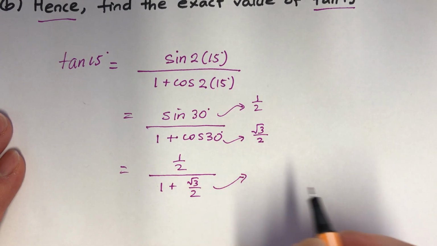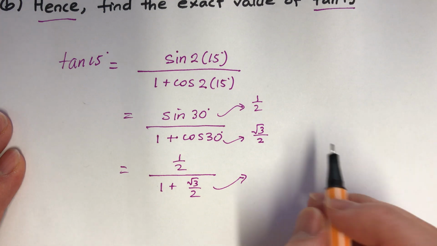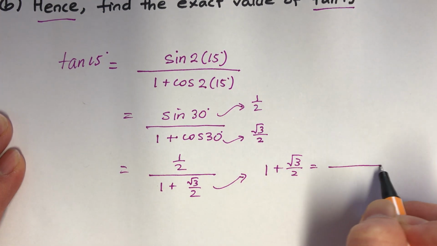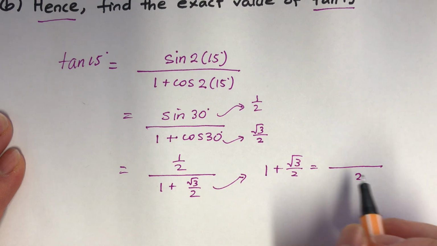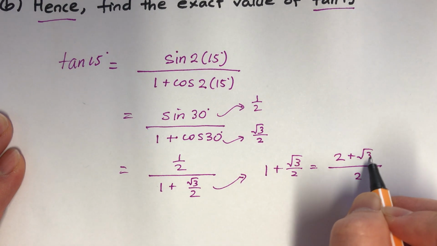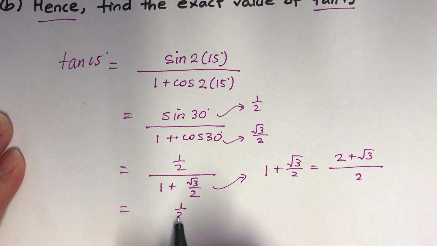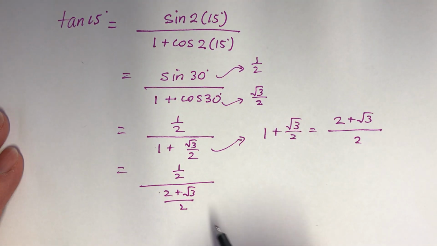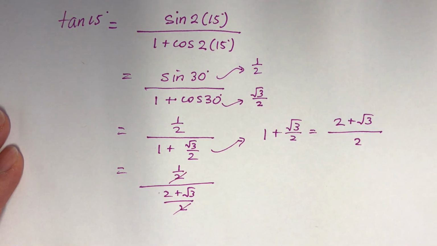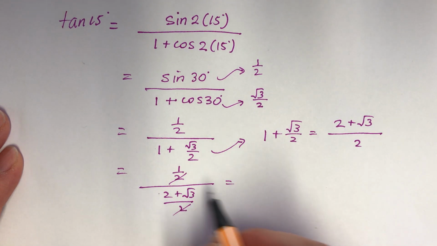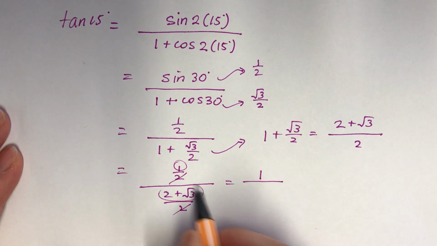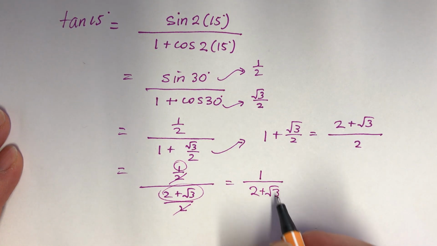So if I put all that in, 1 plus root 3 over 2. Now, I'm going to sort this out on the bottom because we got a double fraction happening here. 1 plus root 3 over 2, I'm going to make everything common denominator as a 2. It'll be 2 plus root 3 over 2, that will actually cancel that out. It's a nice skill to learn. 1 over that on the left, so it'll be 2 plus root 3.